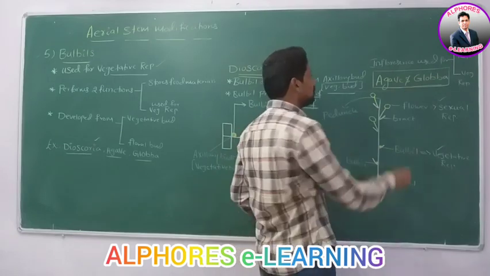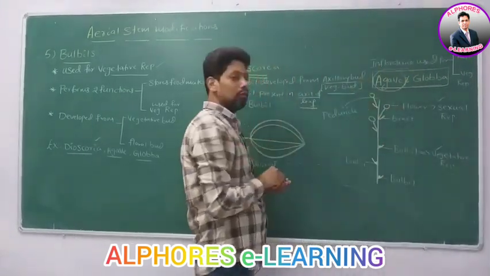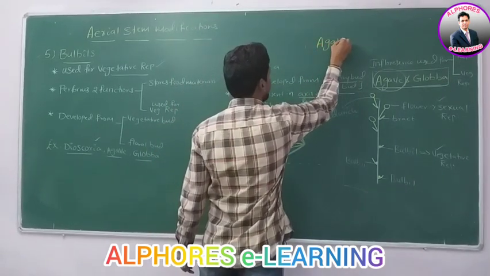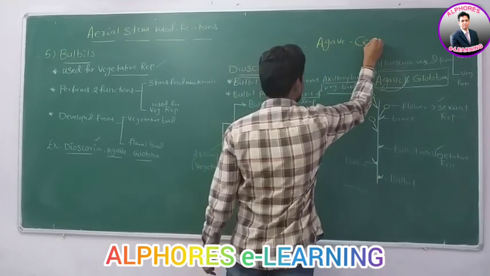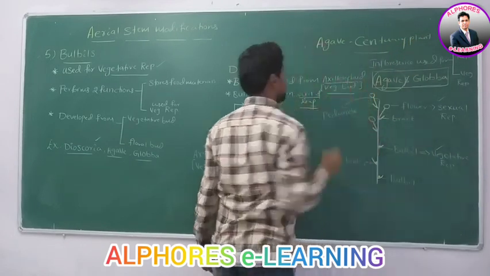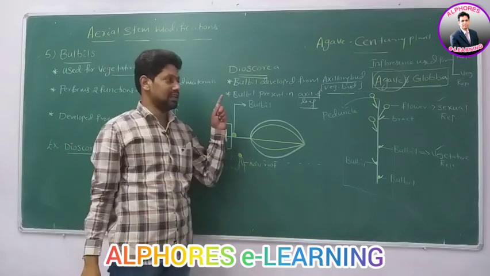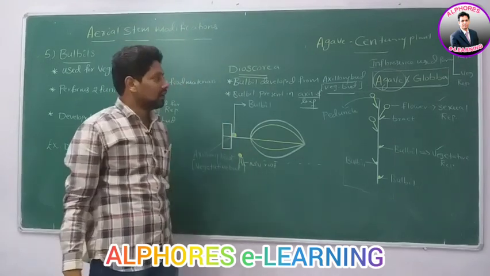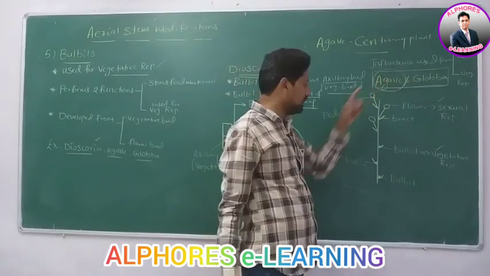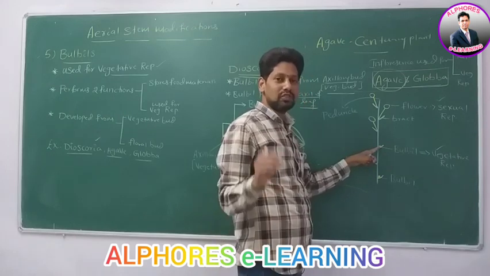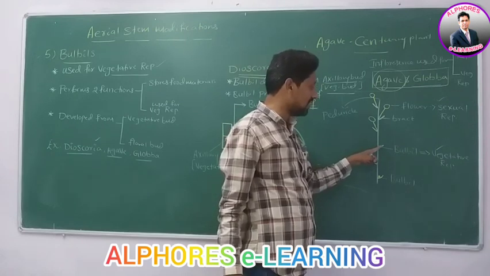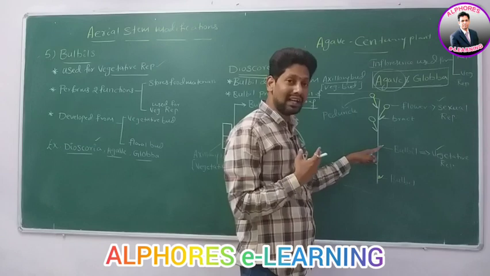Is there any doubt? Now this Agave americana, this agave plant, is commonly called the century plant. What is the common name of agave plant, sir? Century plant. Is it okay? Right. Now in agave and globa, bulbil is developed from floral bud, and this bulbil is present in the axil of bract.